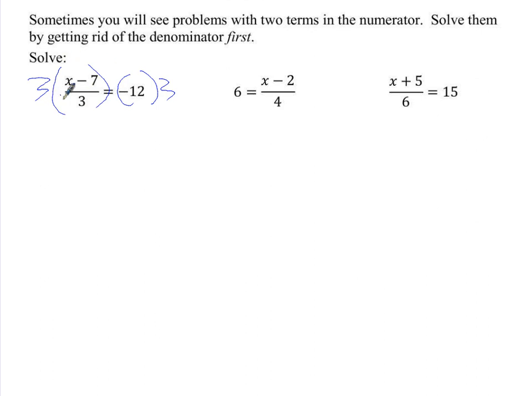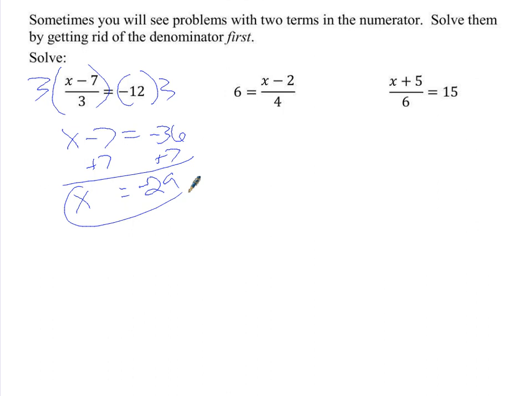So I get this thing right here, x minus 7, equals, on the right side, negative 36. And now we're right back into section 1. We got one thing left to do. We got to undo the subtract 7 by adding 7 to both sides. And we get x on the left equals negative 29 on the right.